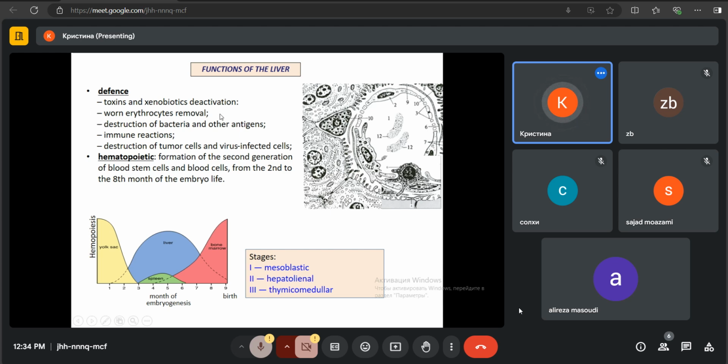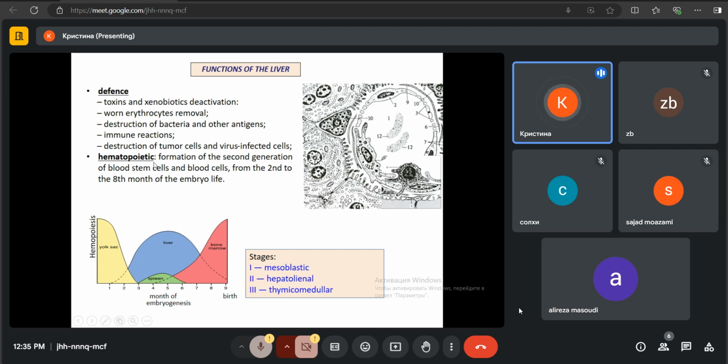Removal of the worn erythrocytes. This is the combined function of macrophages and hepatocytes. Destruction of bacteria and other antigens. It's about the macrophages, Kupffer cells. Immune reactions. It's about the macrophages and also the PIT cells. And also destruction of tumor cells and virus-infected cells. It's about the PIT cells, which destroy such bad cells and cause the apoptosis in these cells. And then when apoptosis happens, the dead cell is eaten with the macrophage.